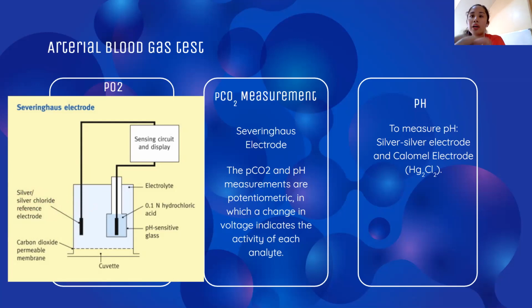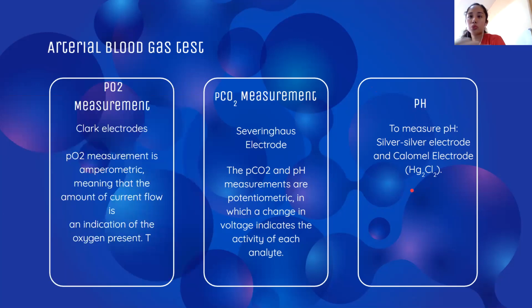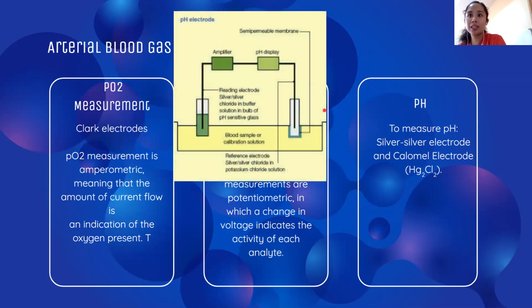And class, finally, we have pH, so silver electrode, and calomel electrode. Silver, so Ag, and calomel, Hg2Cl2. So, for your pH electrode, may silver chloride electrode. May blood sample. So, these are the electrodes.